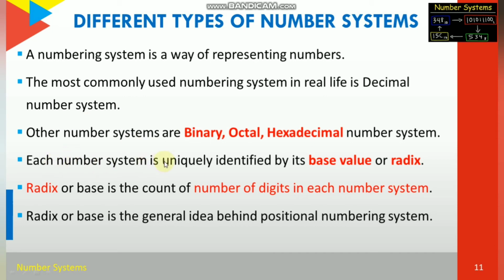Each number system is uniquely identified by its base value or radix. So this is another 1 mark question. Each number system is uniquely identified by its base value or radix. For example, for decimal number system, the base value or radix will be 10. For binary number system, it will be 2. For octal, it would be 8, and for hexadecimal, it would be 16.